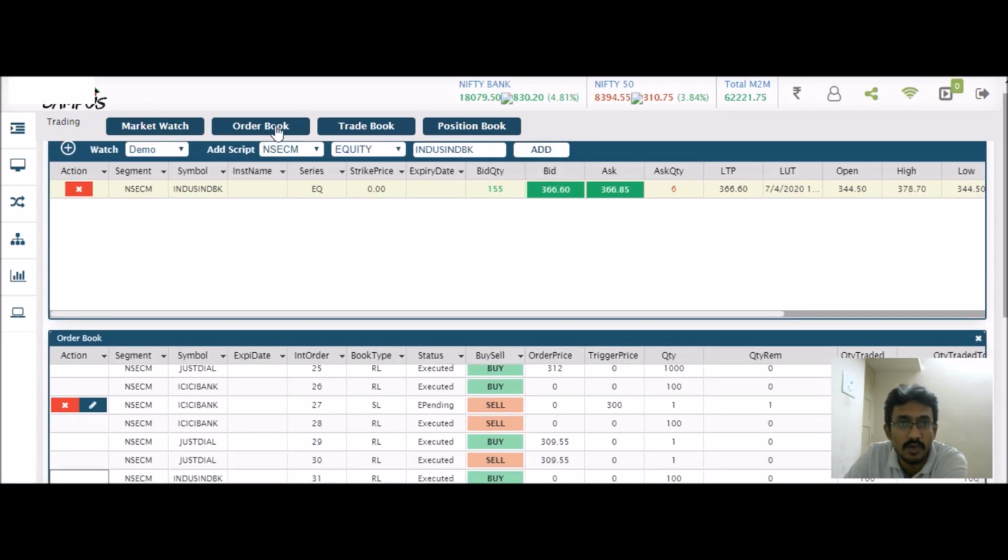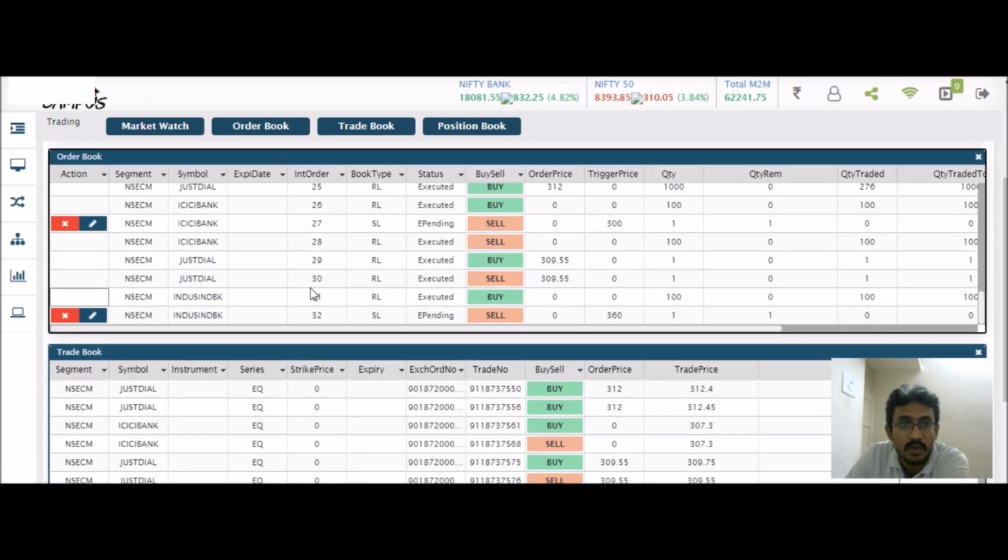So click on the order book. You can see here it is pending. It is a stop loss order, you can see. I've already placed a stop loss order for ICICI Bank also, but I squared off the position here, so I'll basically cancel this. So for IndusInd Bank, I've placed a stop loss order. SL means a stop loss order. It is pending because the stock has not reached that 360 level.